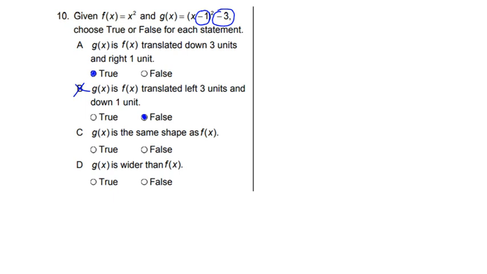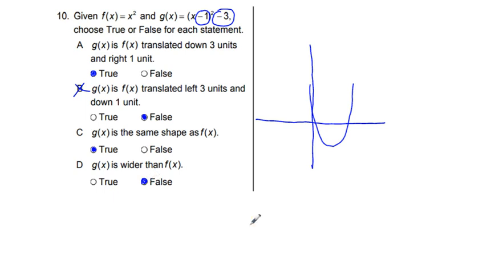Well, it is the same shape, because all you're doing is taking this parabola right here, this f of x, and moving it 1 to the right and down 3. So it is by definition the same shape. Now, is this going to be any wider? G of x is wider than that? No, it's the same shape. So yes, same shape. Is it any wider? No, it's not.